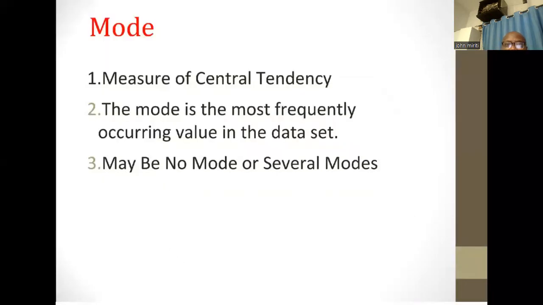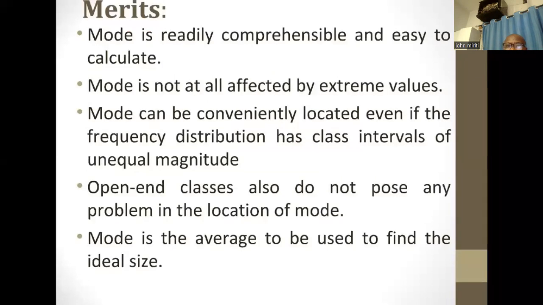Okay, now about statistics, and today's discussion is about mode. Mode is an example of a measure of central tendency. Mode is the most frequently occurring value in a data set, and in some data there may be no mode, or there may be several modes. So let us see mode.